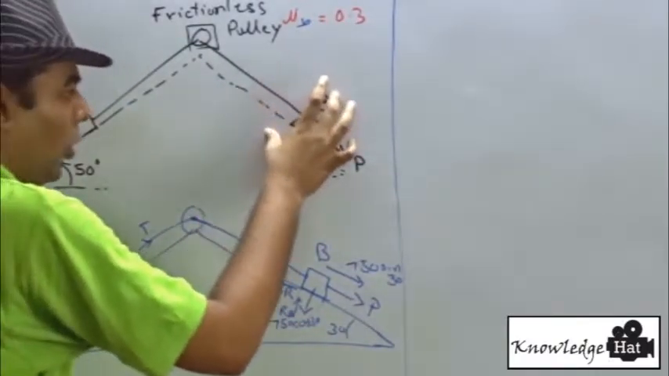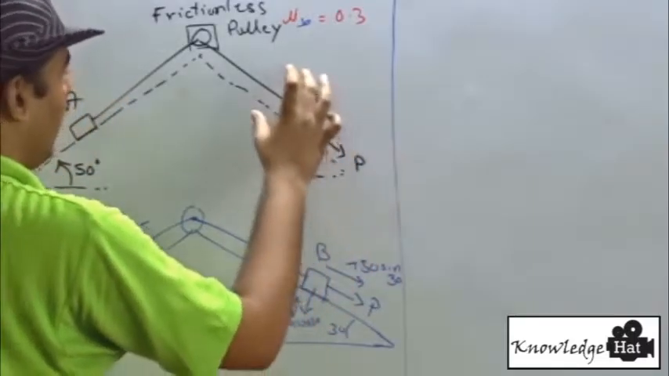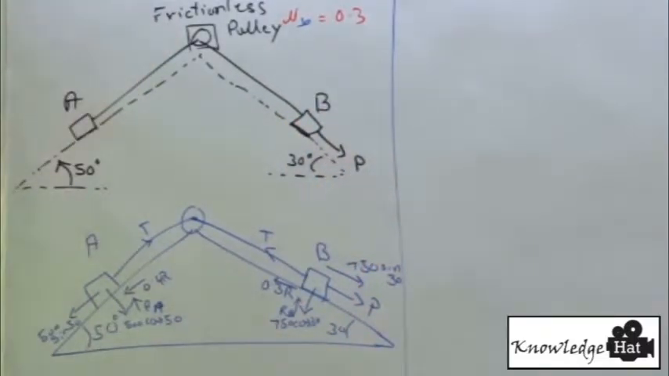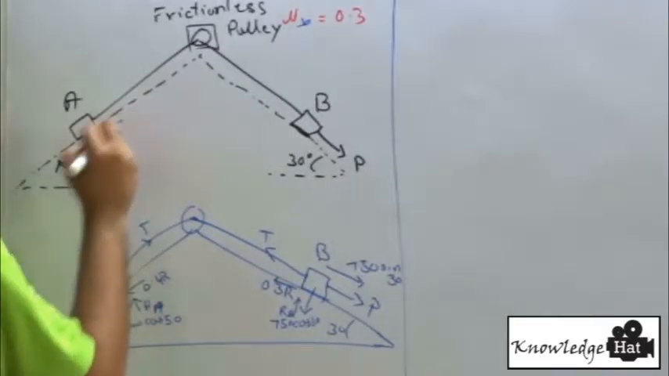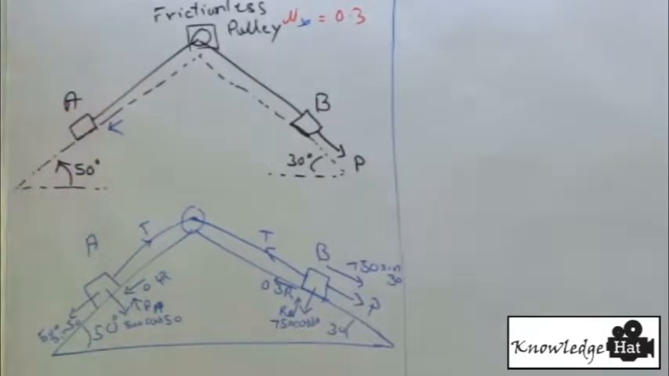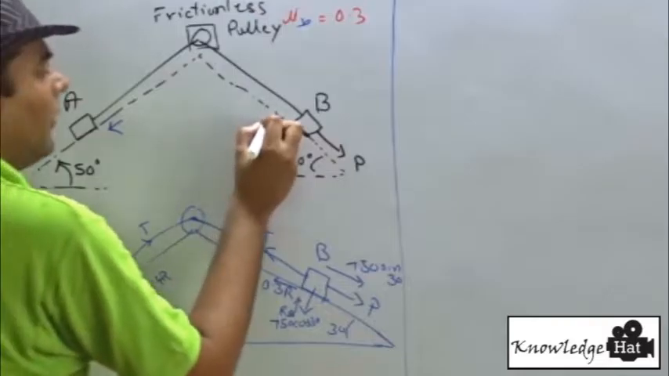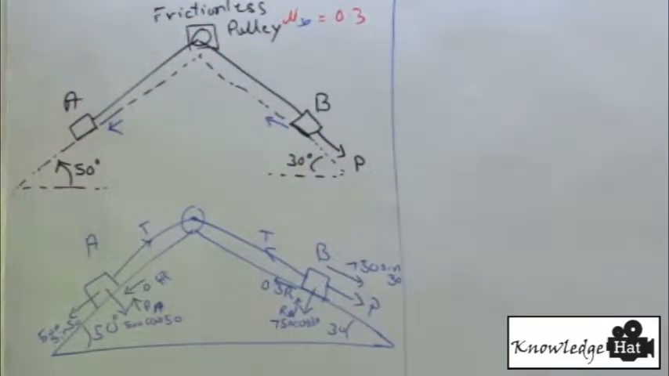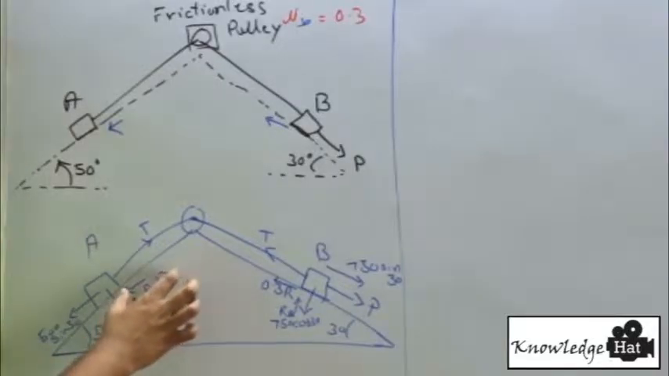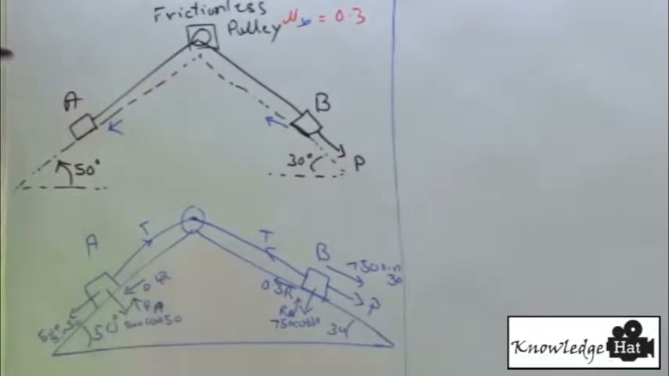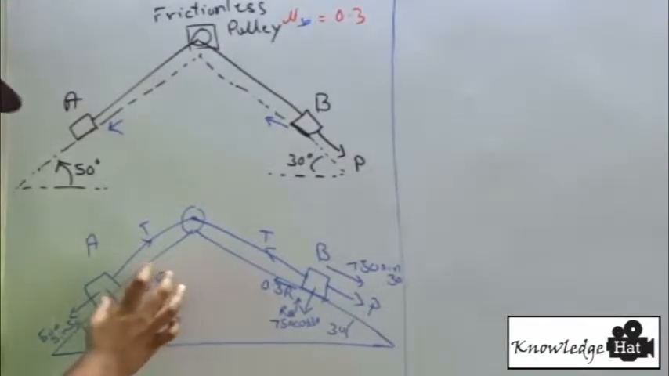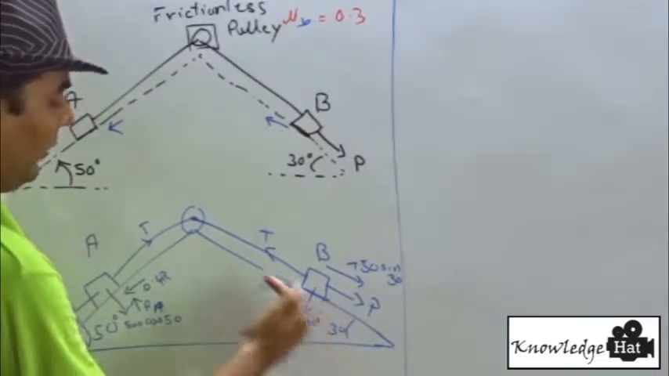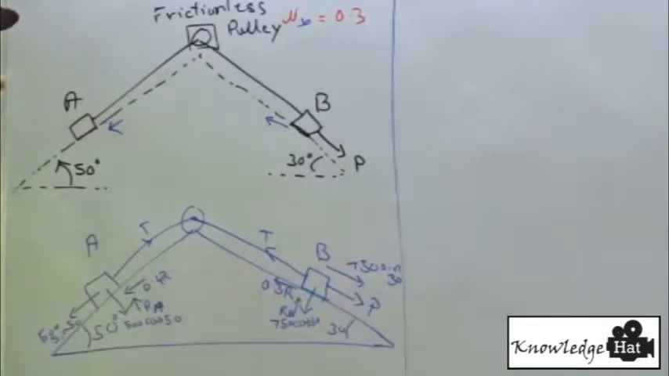and now we also have to calculate for a condition that block B moves downwards. So when B moves downwards, A will move upwards. So the direction of friction for A will be in downward direction, and the direction of friction for B will be in upward direction. So the friction force is given by 0.4 into R using Coulomb's law for block A in downward direction, and 0.3 into R in upward direction for block B.